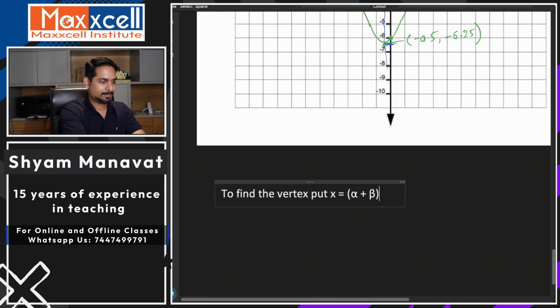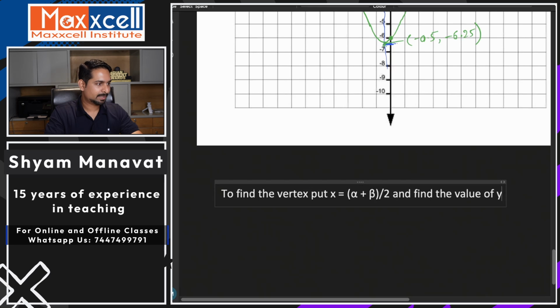Yes, and find the midpoint, sorry, divide by 2, and find the value of y. Okay, to find the vertex, this is important, you can underline, note this.